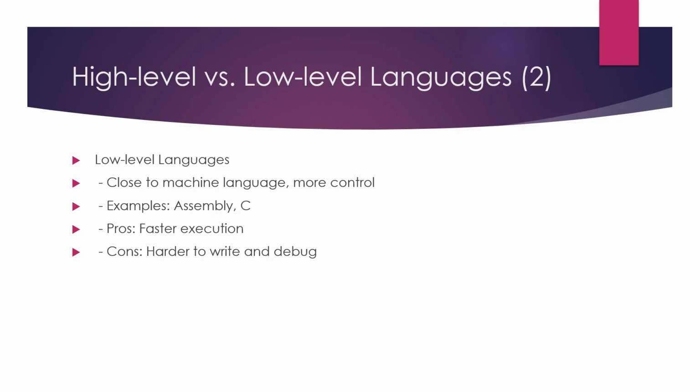On the other hand, low-level languages such as assembly and C offer more control over hardware and resources. They enable faster execution but require more effort from the programmer. Low-level languages are more complex and harder to debug, but they are essential for system-level programming where performance is crucial.